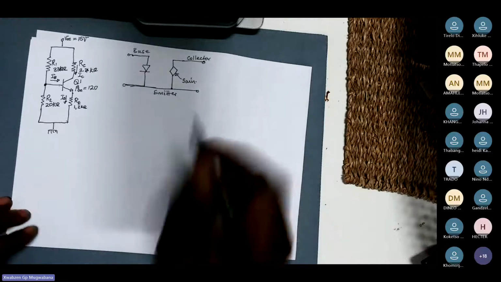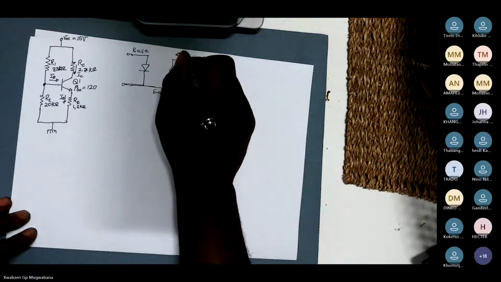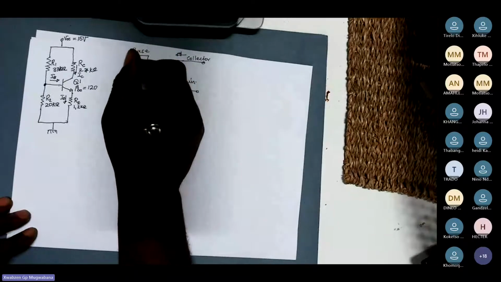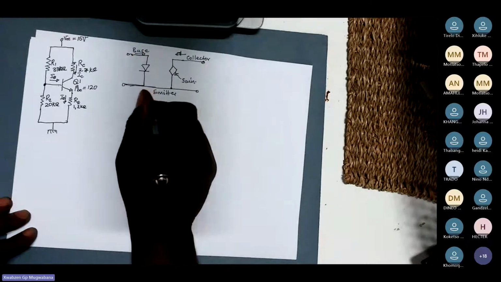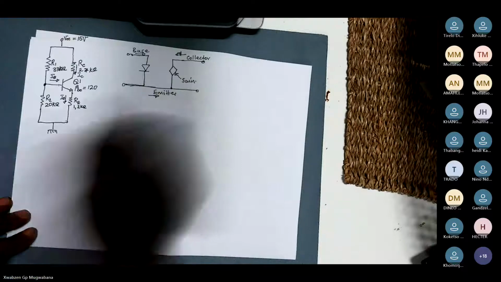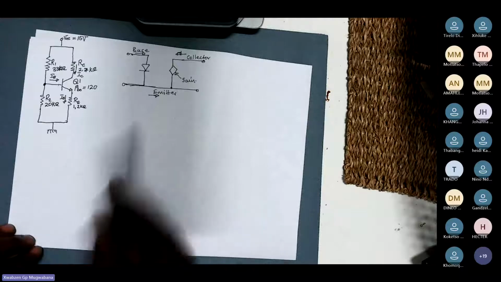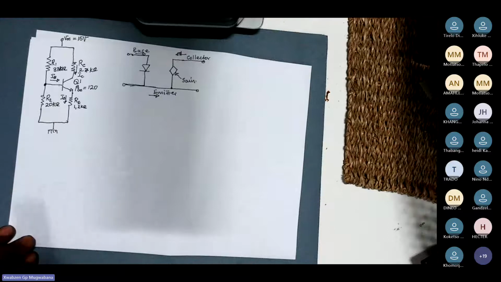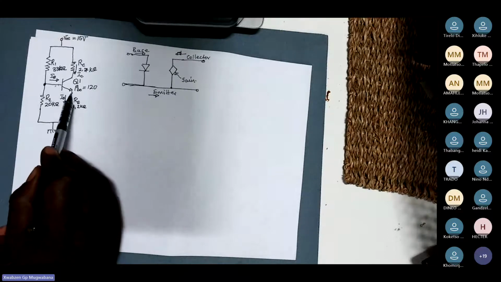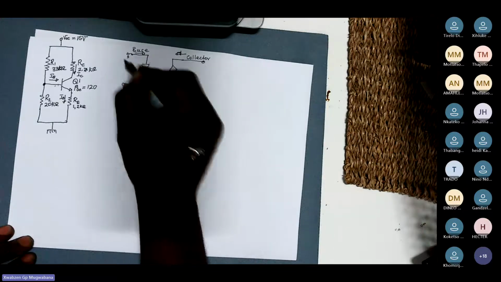Now, your current must be the collector current, it must be the base current, then it must be the emitter current. Now, with this, it simply means that your base current, this current here, must force your base to emitter configuration to go into forward bias, which means from here to here.